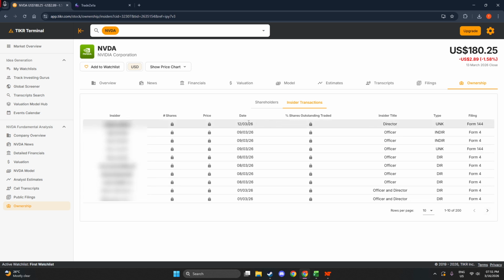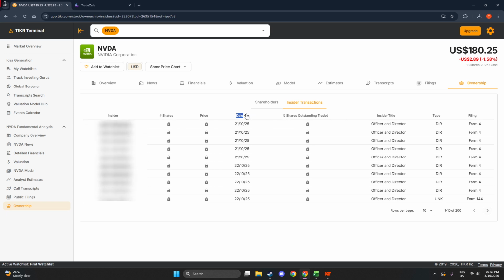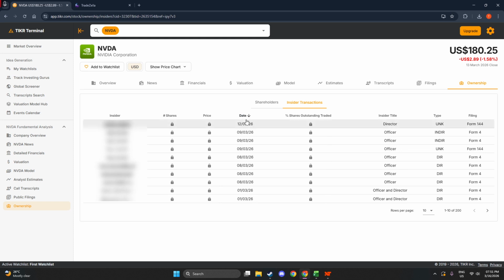A few interpretation tips can make this data more useful. Look for patterns rather than single events. Multiple insiders buying around the same time can be more informative than a lone purchase. Consider the size relative to the insider's ownership. Small sells might be routine, while unusually large moves deserve a closer look.